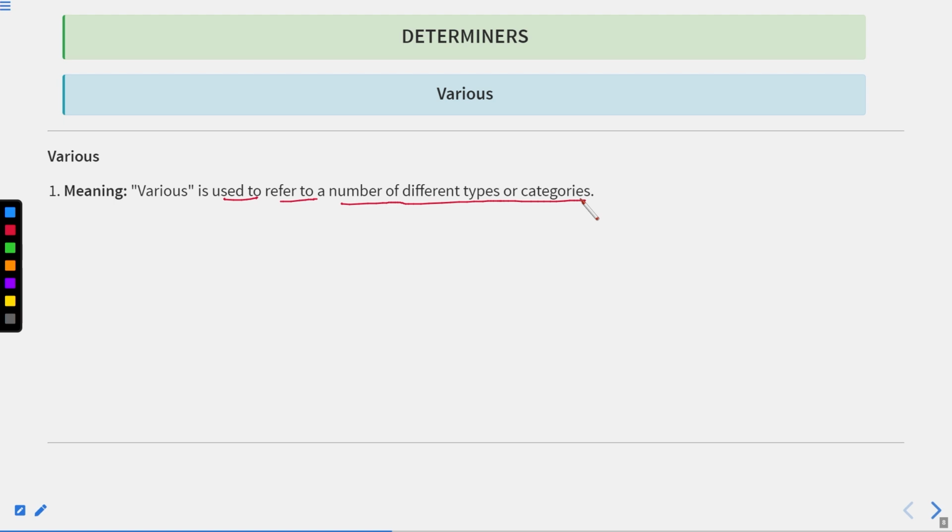For example, if I have various types of dresses, it means I don't have only one kind of dress, but I also have different kinds of dresses. Maybe I have Western, ethnic, traditional, so there are various varieties in the case of dresses. So various means when we have many different things, a number of different types or categories.